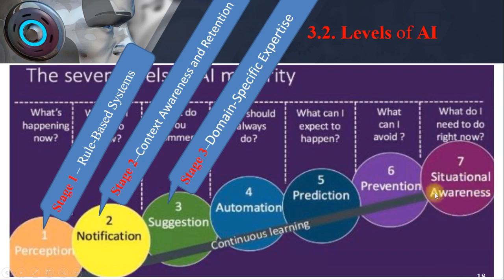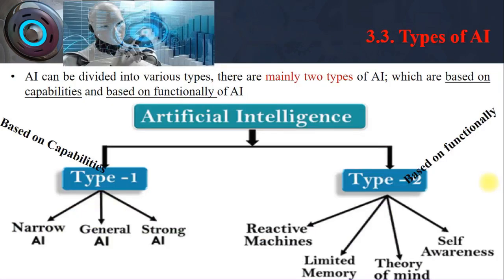Here the machine tries to decide what they are going to do right now and what they are going to do in the future based on the situation or the context. So this is the last maturity level of artificial intelligence. The other point is we try to discuss different types of artificial intelligence. This is different from the maturity levels.